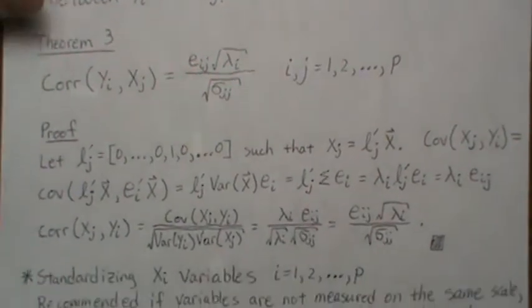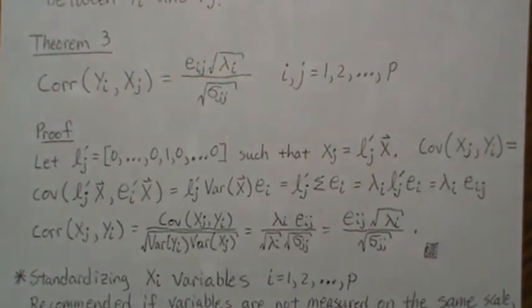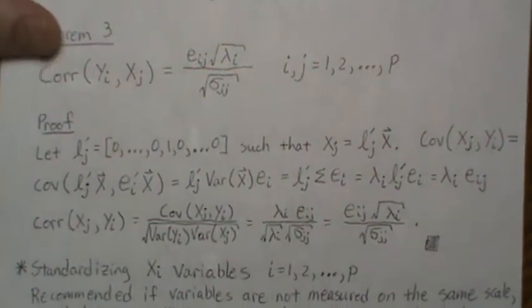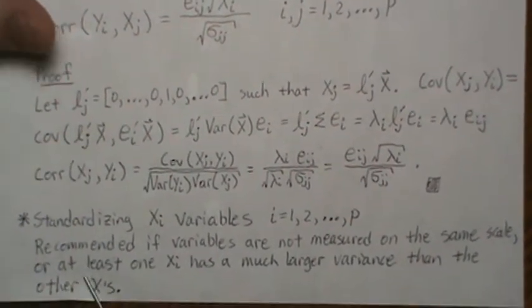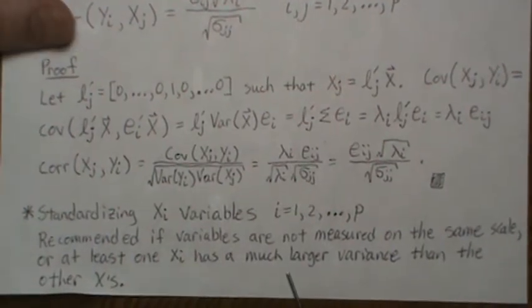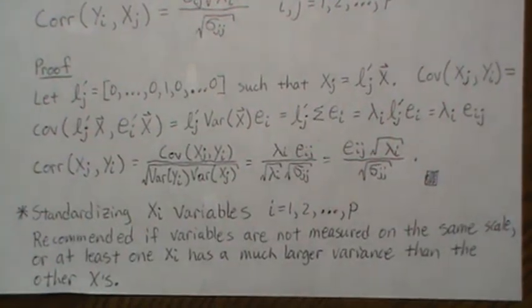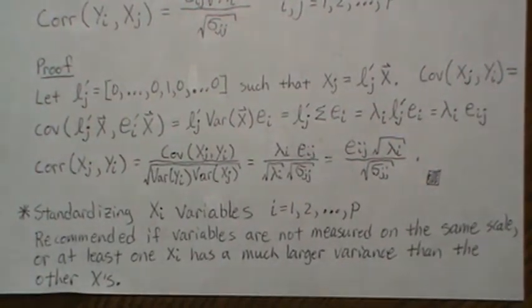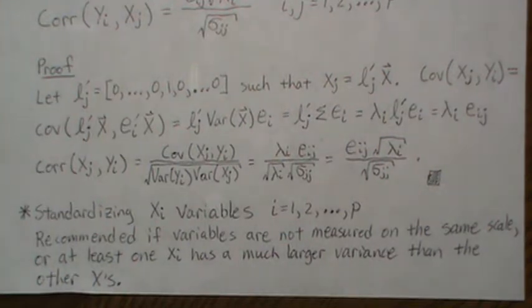Now, one note here, standardizing the x variables. What that means is subtracting the mean and dividing by the standard deviation. This is recommended if the variables are not measured on the same scale, or at least one of the x's has a much larger variance than the other x's. So not measured on the same scale, let's say it's your annual income versus how tall you are versus some other variable. And so they're not measured on the same scale, and the variances associated with them aren't really comparable.